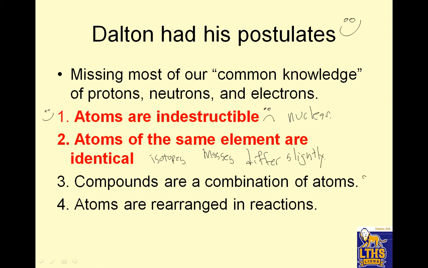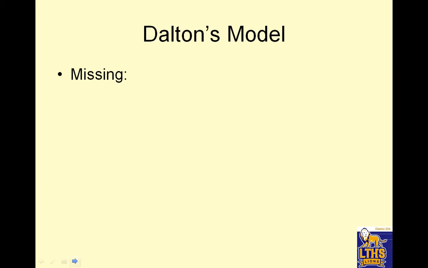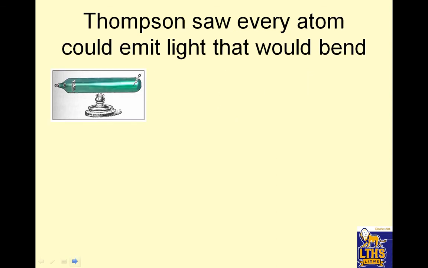Compounds are a combination of atoms. This is absolutely true. Instead of a combination, I should say a bonded combination of atoms. Remember how that's a compound? Atoms are rearranged in reactions, so they change their partners. And that part's right, too. Way to go, Dalton. Dalton's model is missing protons, neutrons, electrons, a nucleus, and what the electrons do. But he did have some evidence that supported it. The evidence is really mathematical and confusing, but I think you'll believe me that it's there.